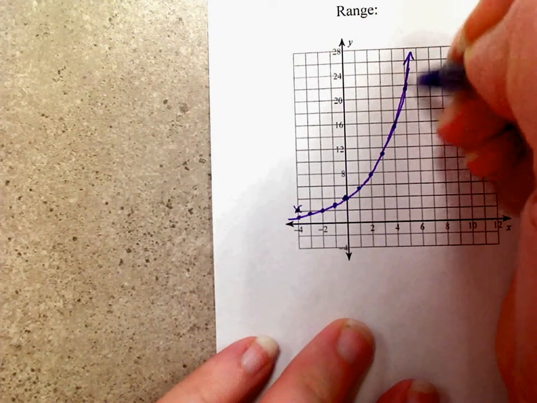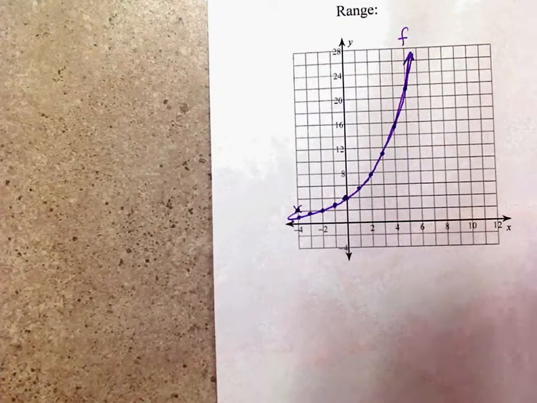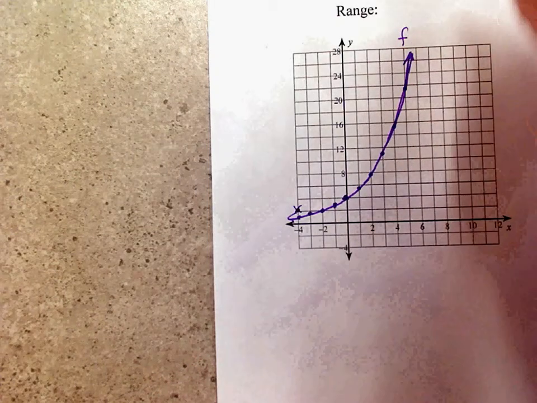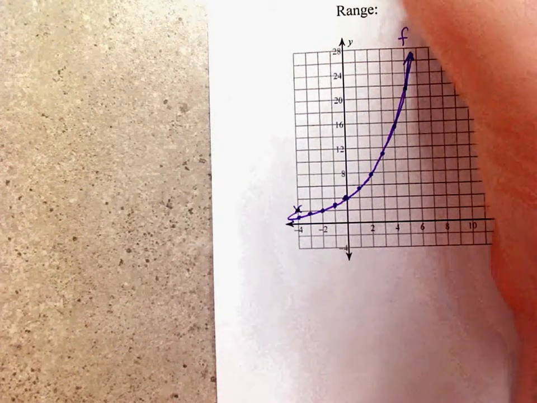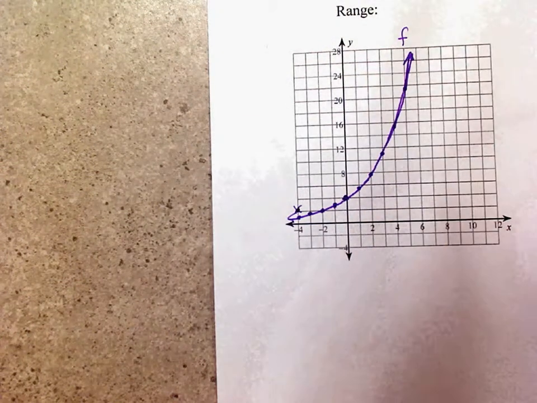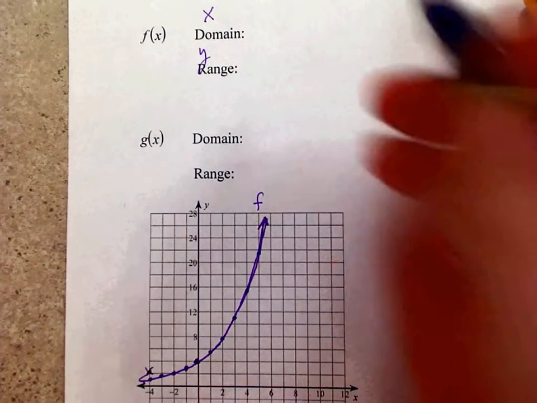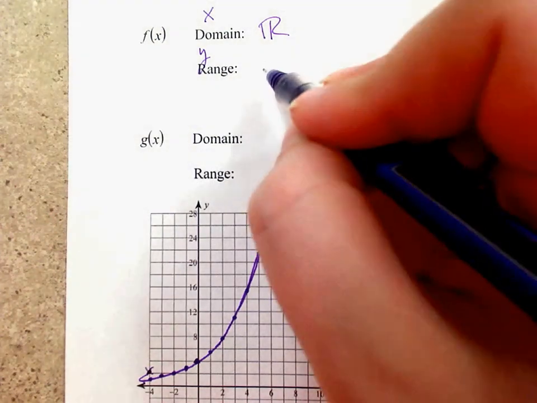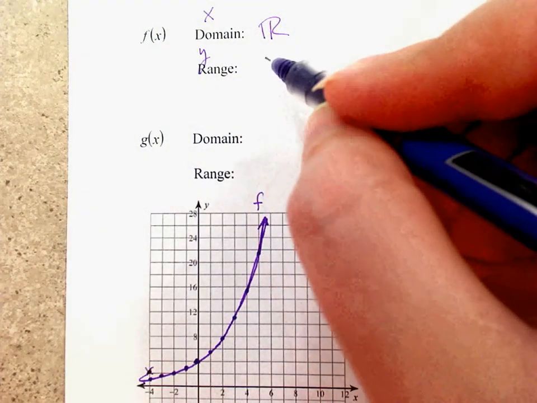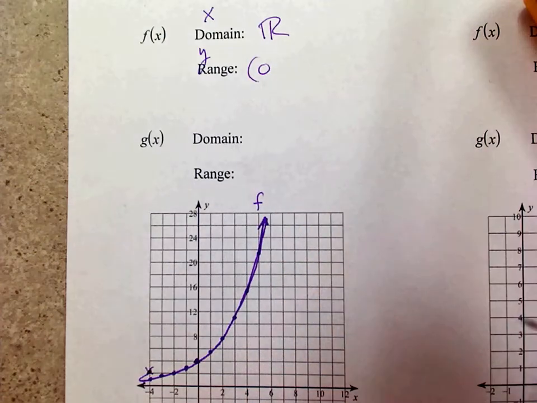Okay. What's its domain then? Domain is x, yeah? So how far to the left does it go and how far to the right does it go? All real numbers? What about range? What's the lowest it goes? No, 0 with a parenthesis, right. It goes to 0, but it doesn't actually hit it. And then goes all the way up to what? Infinity.